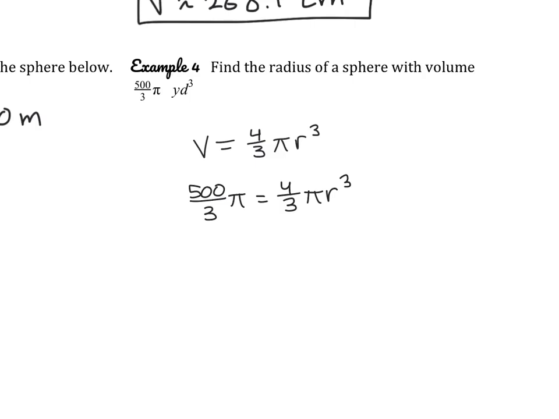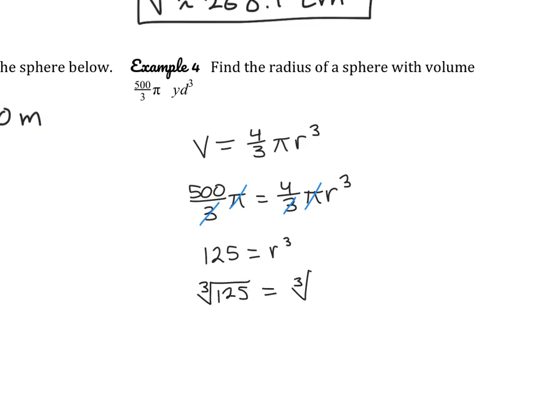If we multiply both sides by 3, these would cancel out. And if we divide both sides by pi, these would cancel out. And then the next thing we'll do is divide both sides by 4 to isolate r cubed. So that gives us 125 equals r cubed. And just like when we have a square, we take the square root, when we have a cube, the way we solve for it is by taking the cube root of each side.